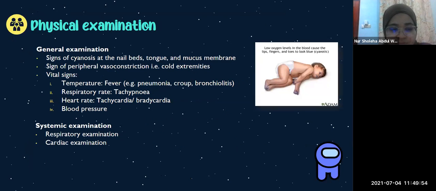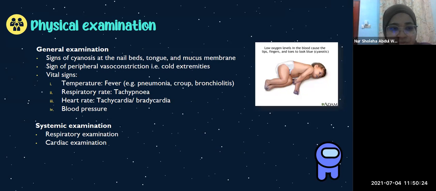Okay, so after we have acquired a thorough history, we need to proceed with physical examination. So generally, we need to look for signs of cyanosis, especially at the nail beds, tongue, and also mucous membrane. Okay, signs of cyanosis are less apparent in the skin because sometimes it is affected by the skin color or pigmentation. So we need to avoid looking for signs of cyanosis in the skin.